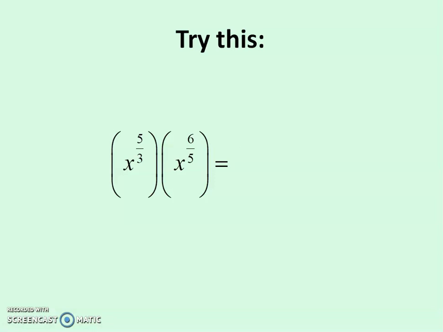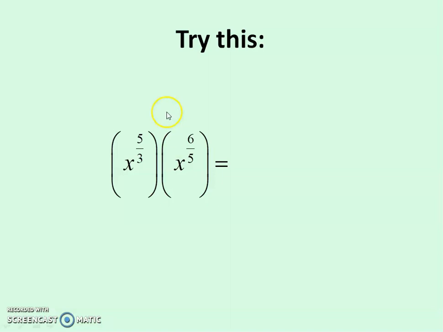Well, adding fractions means you need a common denominator. So in this case, my common denominator would be 15. I'd have to multiply this by 5 over 5, and this one by 3 over 3. And then once I have a common denominator, adding fractions means I add the numerators and keep my denominator the same.